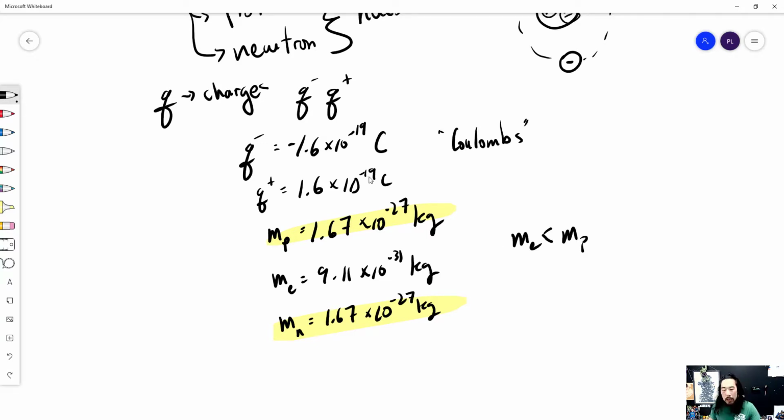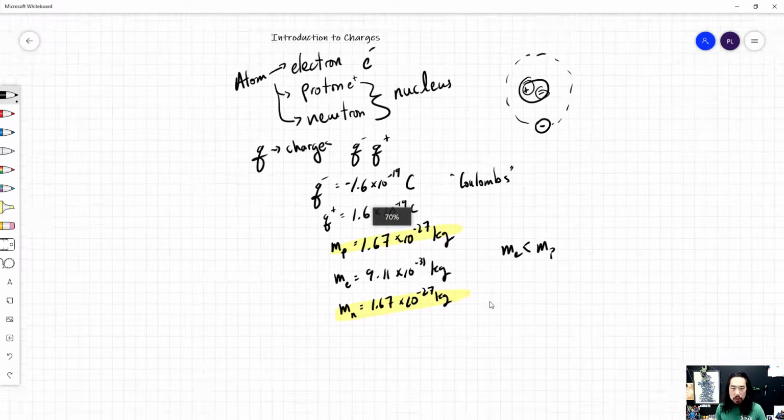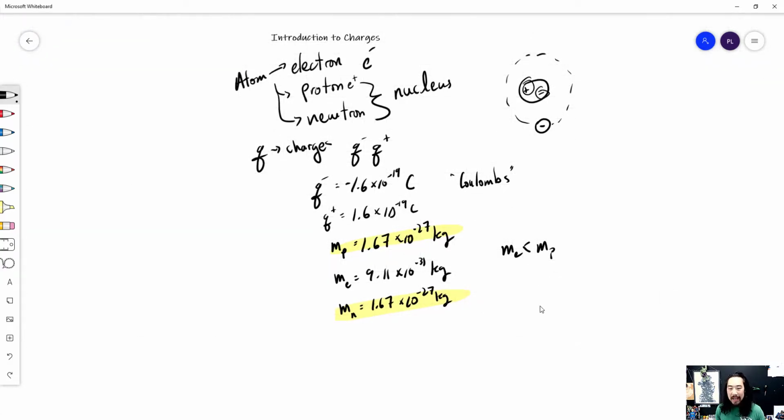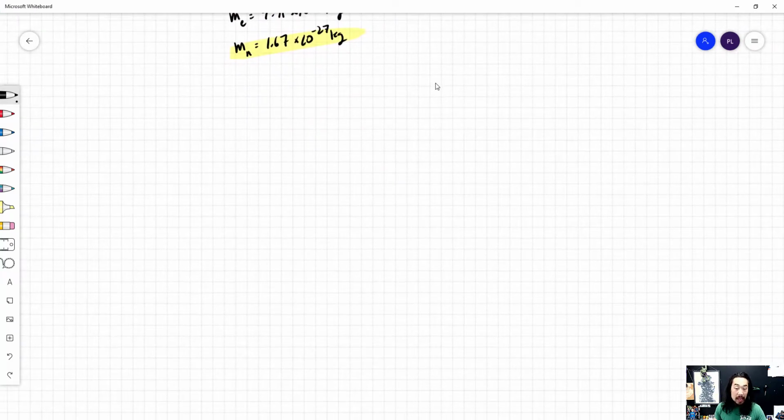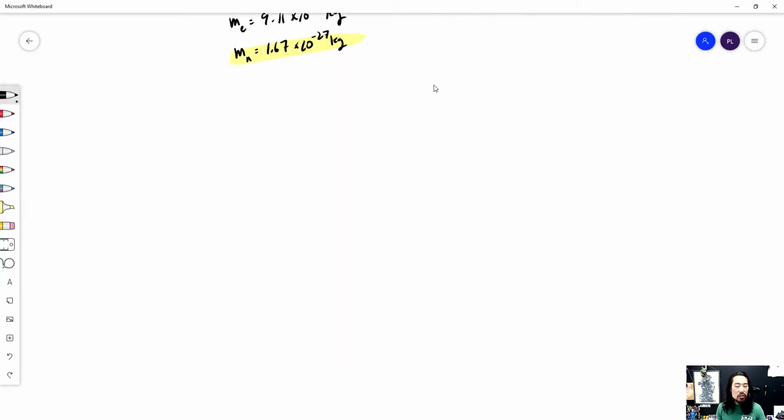Okay, now let's get into the actual charges. Okay, so we have these things called positive charges and negative charges. An object can have X amount of positive charges and X amount of negative charges. So what I'm about to introduce to you is this concept called the conservation of charges. Conservation of charges.